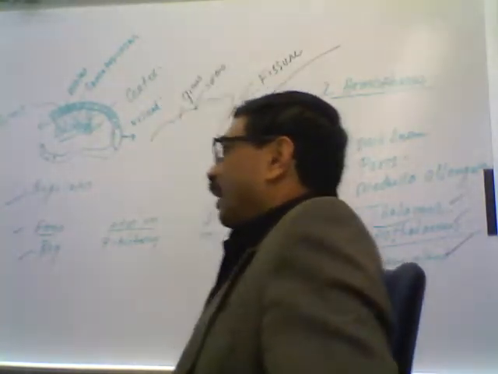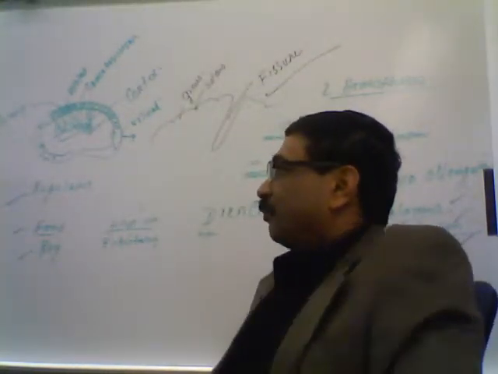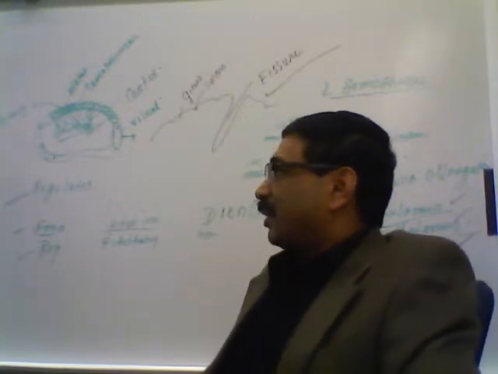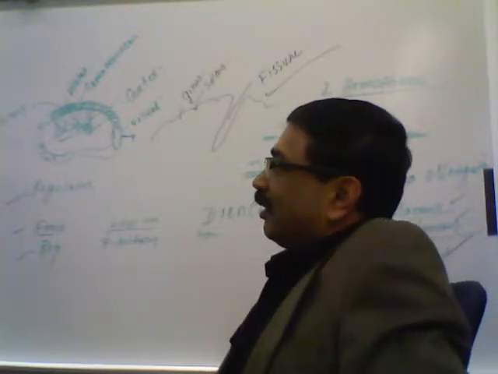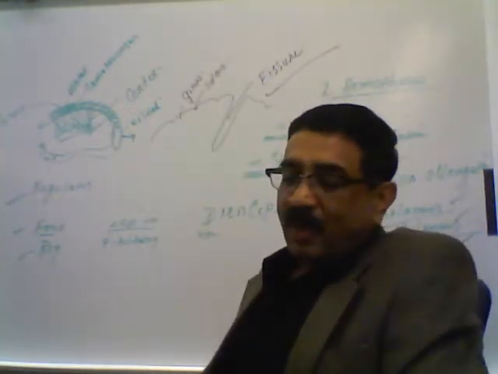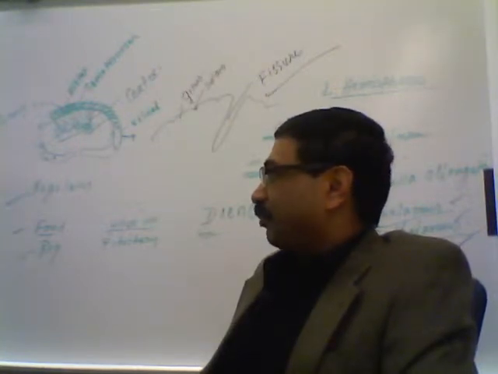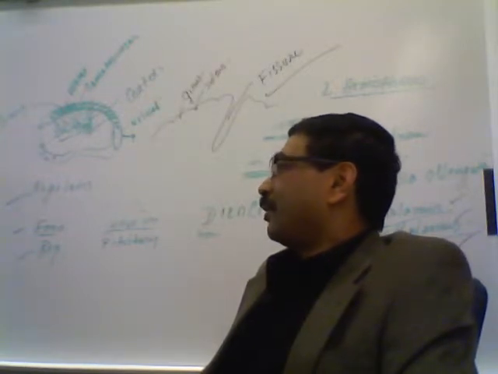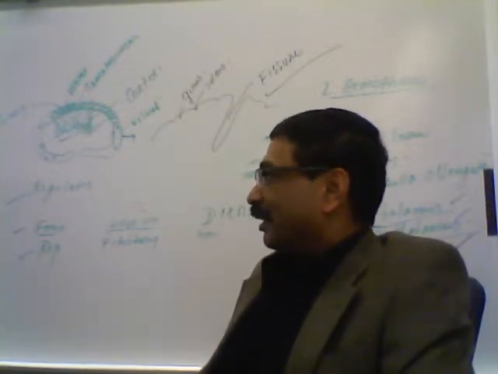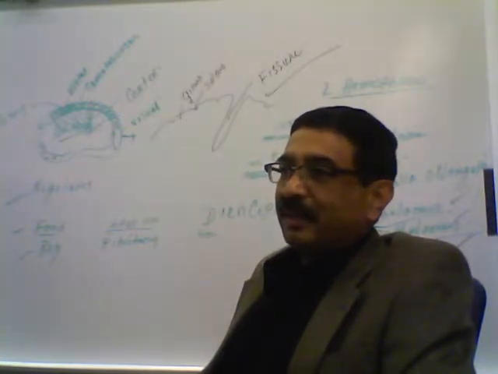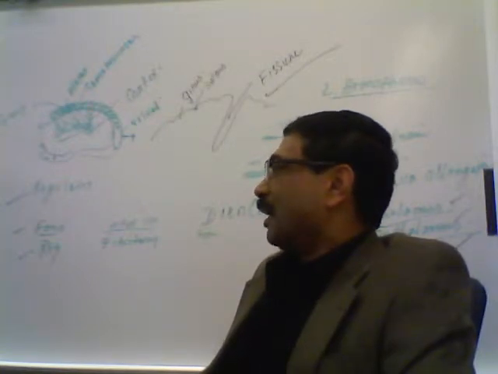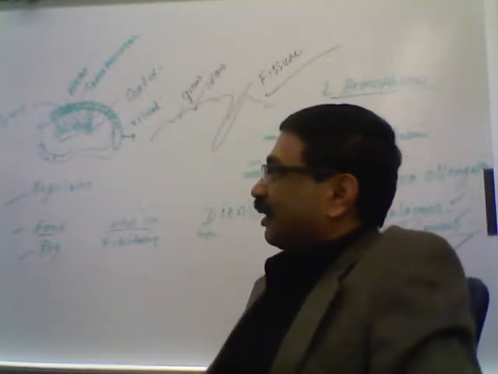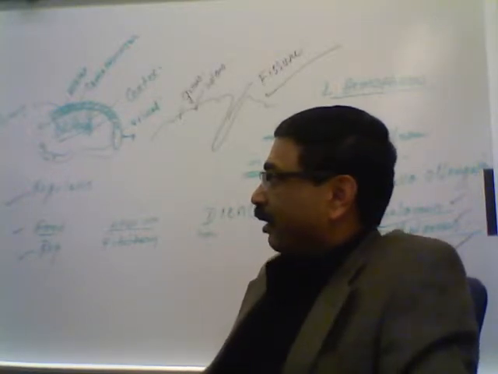Okay, now we know that in the cerebrum, the outer part is the cortex, which is the gray matter, and the inner part is the white matter. But in the brainstem, that means midbrain, pons, medulla, and in the spinal cord, it is opposite. The outer area is the white matter and the inner area is the gray matter. So it's opposite in the brainstem and spinal cord.